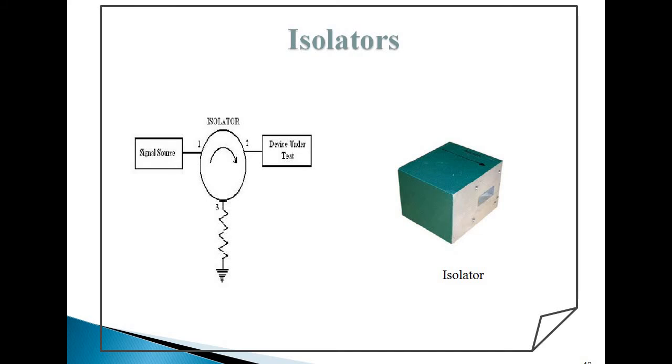Isolator. An isolator is used to isolate one component from reflection of other components in the transmission line. An ideal isolator completely absorbs the power for propagation in one direction and provides lossless transmission in the opposite direction. Isolators are generally used to improve the frequency stability of microwave generators.